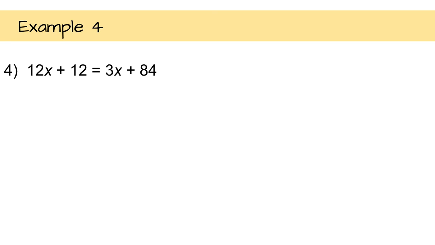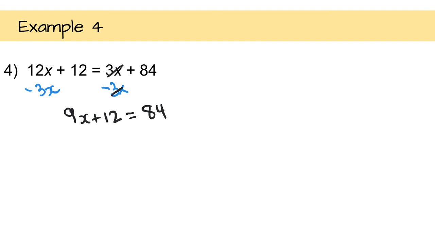All right, so for our last one, we're going to put our variables on one side and our constants on the other. So we're going to start by moving the 3x. So we're going to make 0 on this side, subtract 3x, subtract 3x. And that'll leave us with 9x plus 12. And this would make 0 is equal to 84.